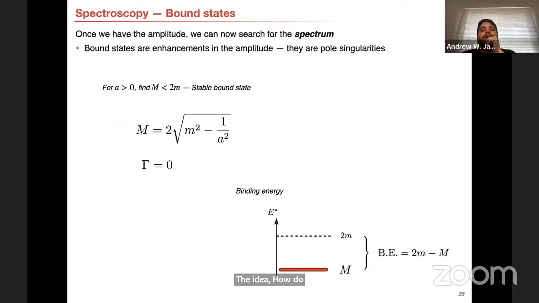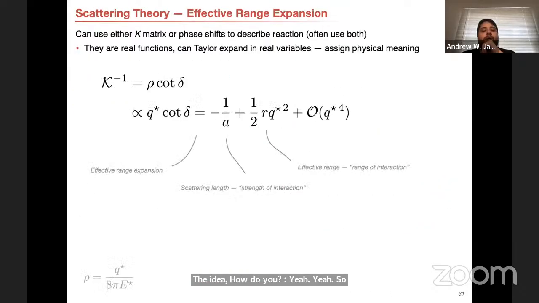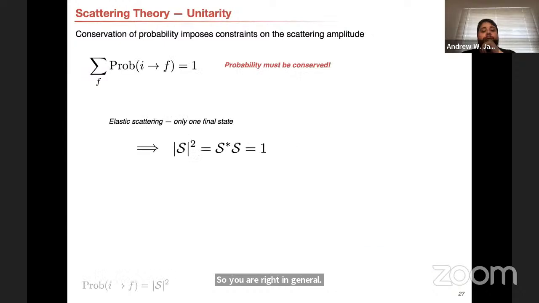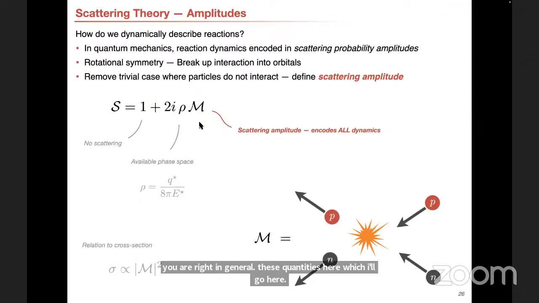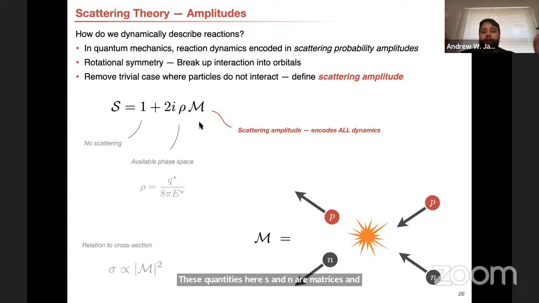Yeah. So you are right. In general, these quantities here, S and M, are matrices. And they're matrices in all the available quantum numbers of the system. So this would be like angular momenta. They're matrices in the number of scattering channels involved. They're complicated matrices. So in general, you would have to be careful doing matrix algebra.